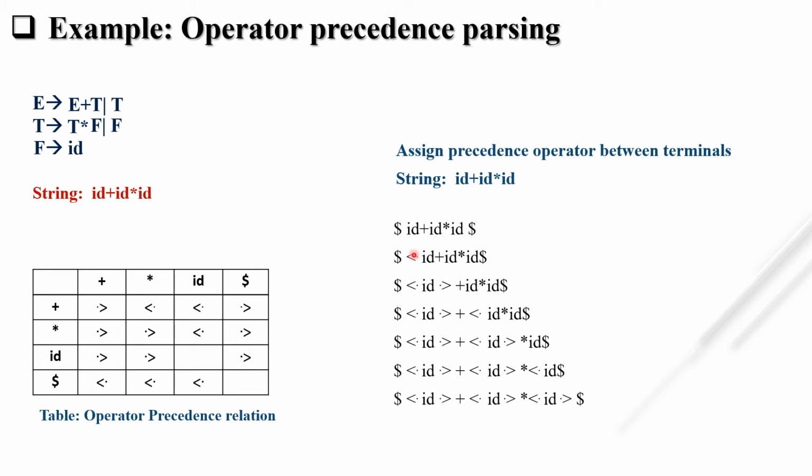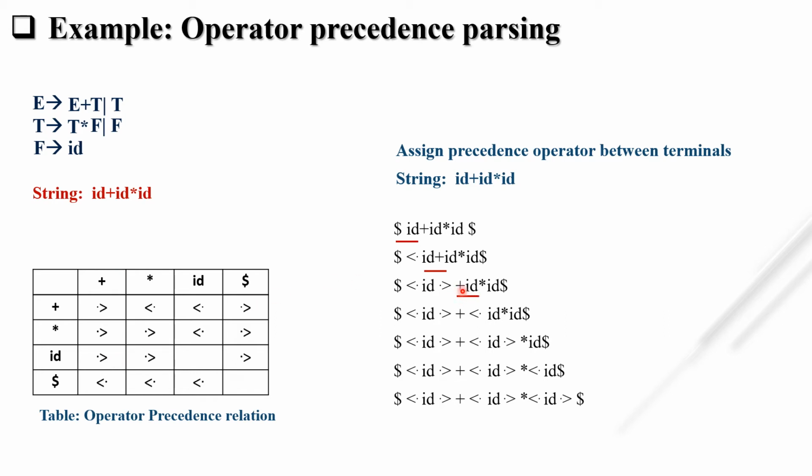Now we check this terminal symbol and this operator. On the left hand side we check the dollar, and on the right hand side we check id. Which relation will be there? The less than symbol, so we put the less than symbol here. Next is id and this plus. We check id on the left hand side and plus on the right hand side. What is the precedence? Greater than symbol, so we put the greater than symbol here.